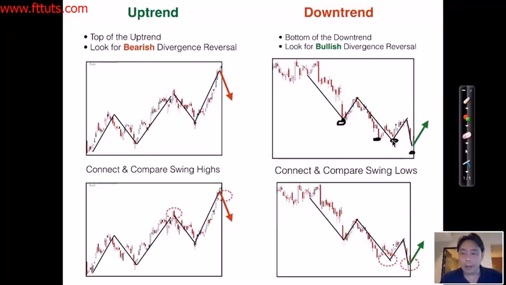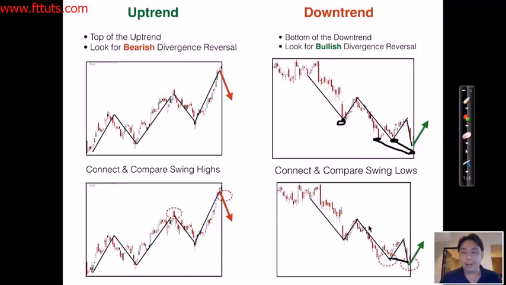So we're going to connect the swing lows together. We can connect this low to this low. We could connect this low to this low, right? So it doesn't matter, as long as you connect any two swing lows that don't intersect any price in between. Right? So connect this swing low to this swing low. And what we want to see is that the corresponding indicator, which I'll show you in a while, is making an opposite trend.